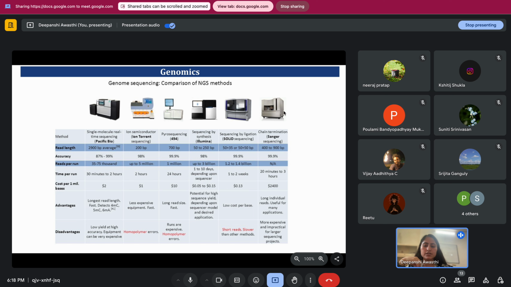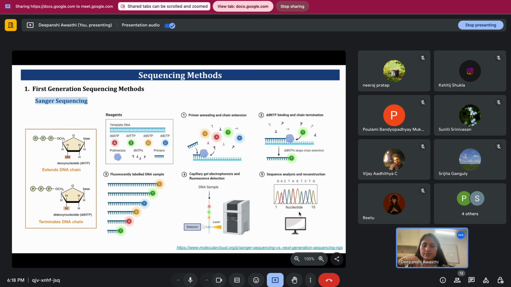So you can go through this table if you want to know in more detail what the characteristics of these different sequencing methods are. Now I'll give you a brief introduction of all those sequencing methods, and what is basically done.